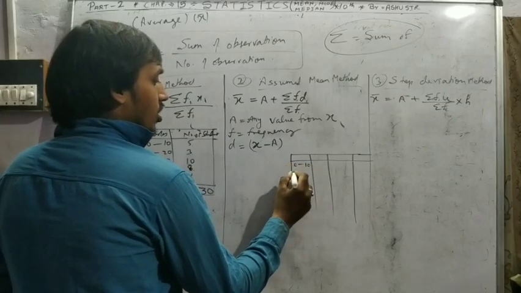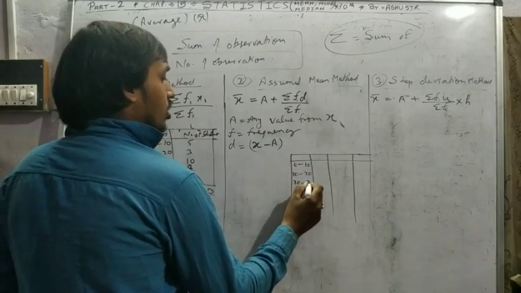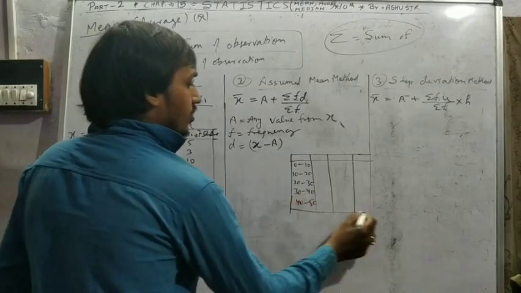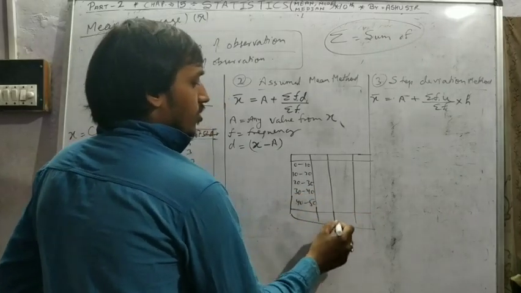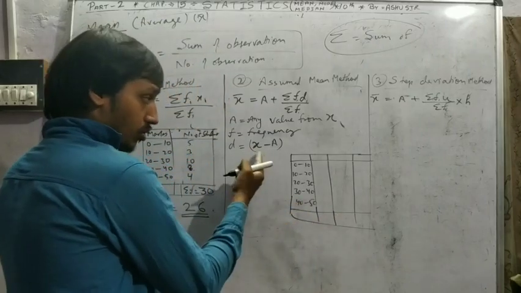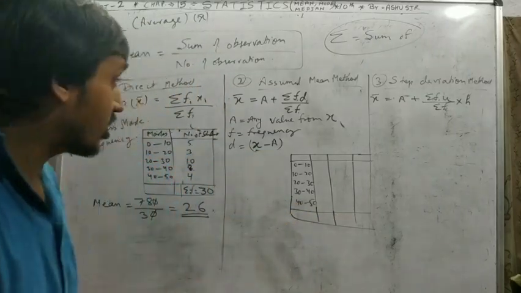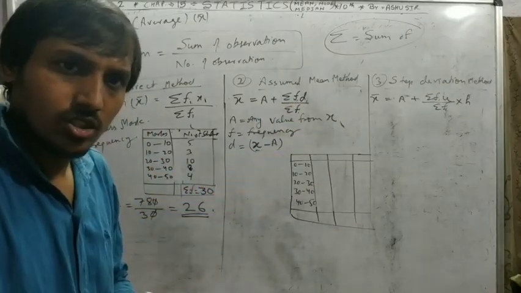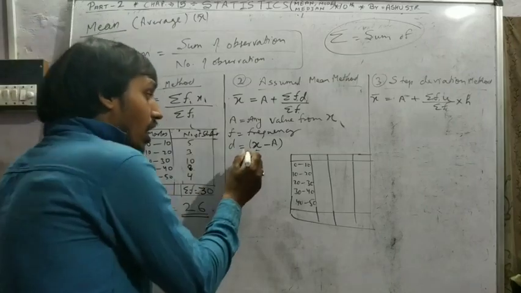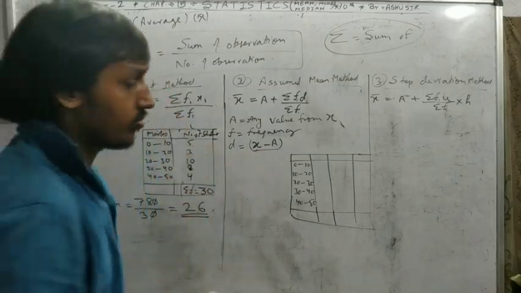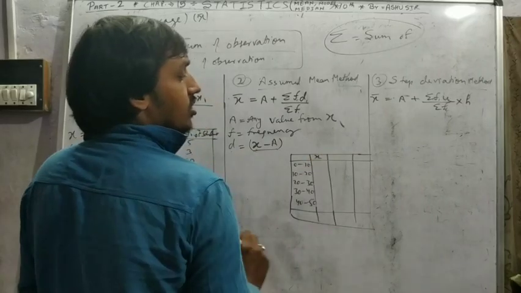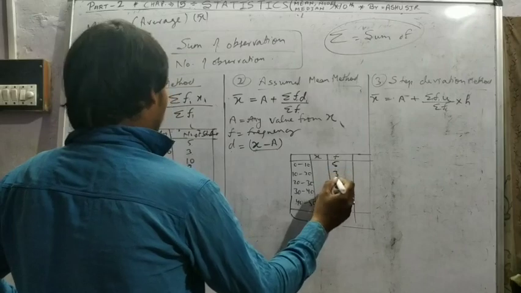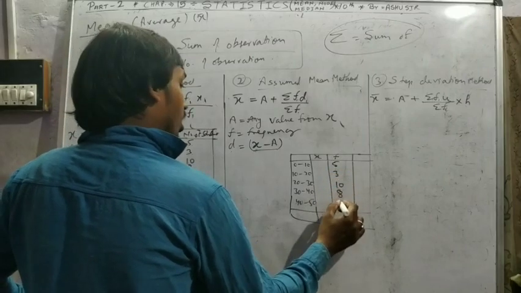Zero to 10, 10 to 20, 20 to 30, 30 to 40, 40 to 50. We want x, because x is used here. Don't think, sir, in the formula there is no x, so why find the class size? No, because x minus a is equal to d, so find x, and f is already given, that is 5, 3, 10, 8, 4.